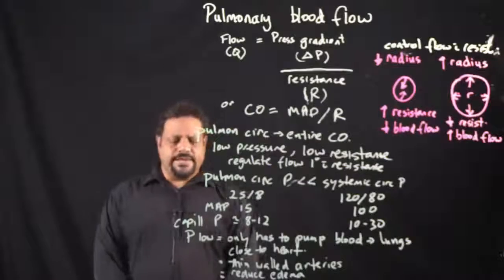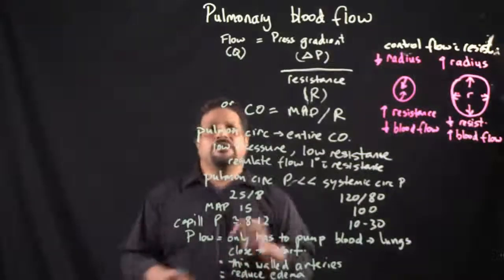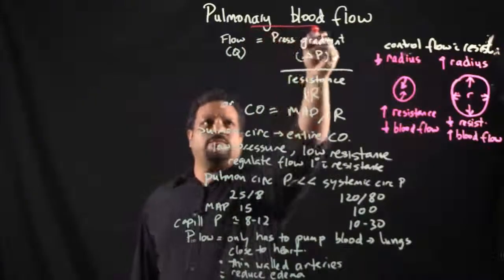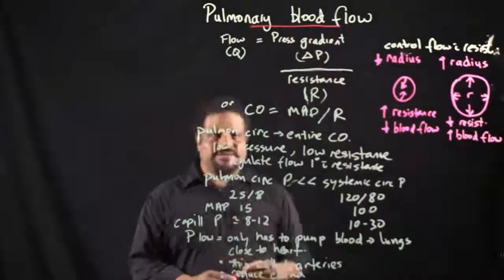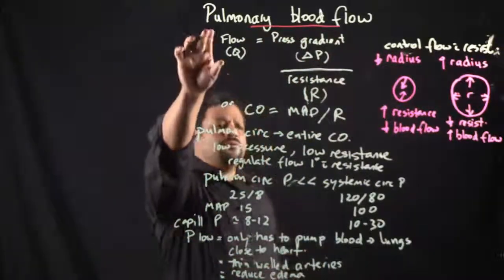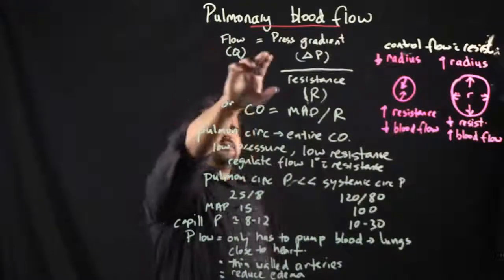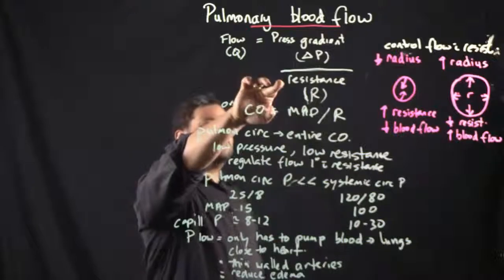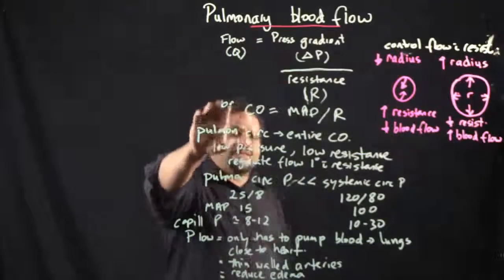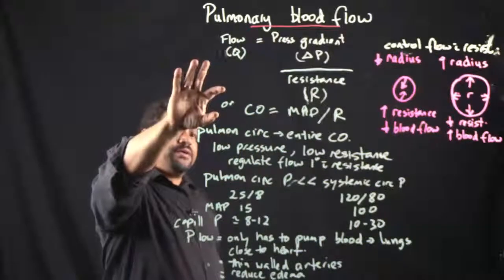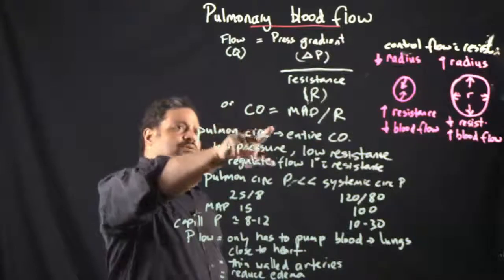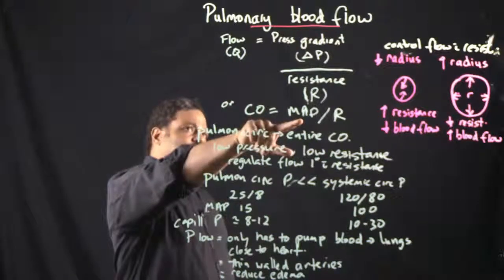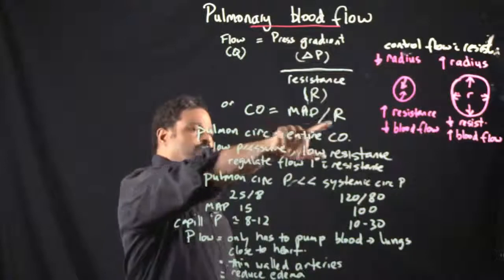Hello. So today we're going to talk about pulmonary blood flow. The important concept you need to get here is that flow, or Q, is equal to the pressure gradient, shown as delta P, divided by resistance. This equation can also be written as cardiac output, which is flow, equals mean arterial pressure, which is basically a pressure gradient, over resistance.